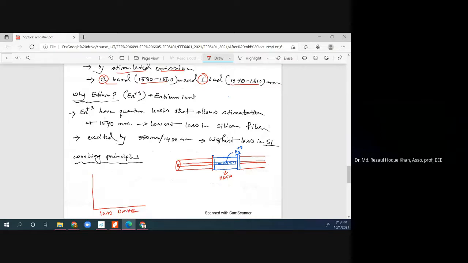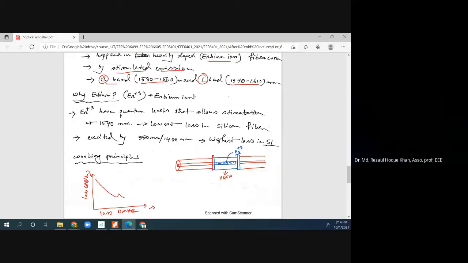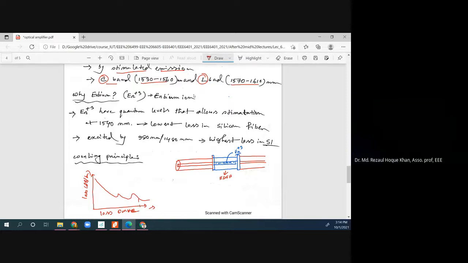So how does the loss curve look? So this is lambda, and this is loss in dB per kilometer, for example. Now, this is a loss curve. In our loss curve, here happens the 1550 nanometer.